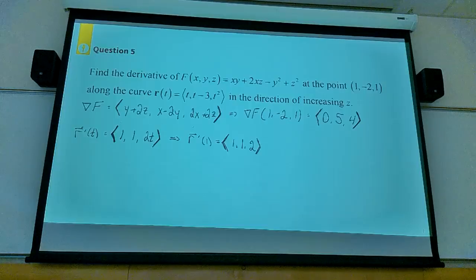If it wasn't that, let's say that was negative 2, you would just do negative R prime of t to flip the direction. Then you have your decreasing. But remember, we want a direction vector, not R prime, sorry. Which means we want it to be unit, so we're actually looking for the unit tangent vector T. Remember how to find T?